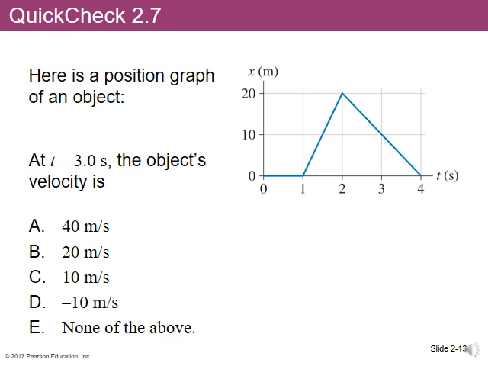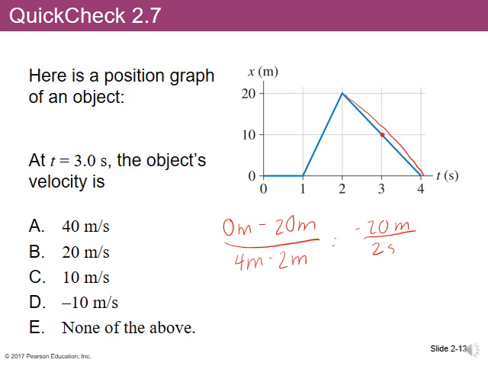Now what would be the velocity at 3 seconds? So at 3 seconds we need to find the slope of this line. So finding the slope of that line would be 0 meters minus 20 meters, divided by 4 seconds minus 2 seconds. Excuse me, these should be seconds, so let me fix that. So we would have minus 20 meters over 2 seconds, which gives you minus 10 meters per second.